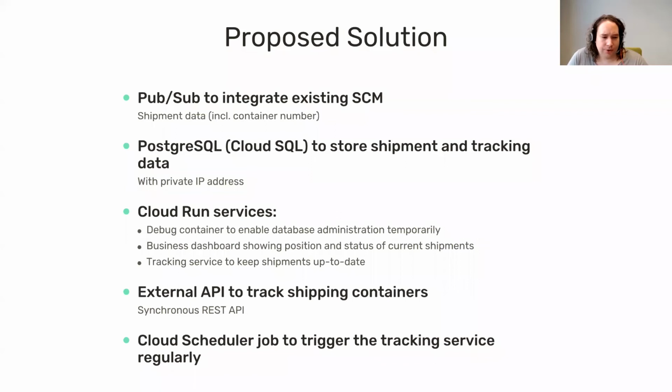And I assumed that this is a synchronous API, so you always have to request to get the current position and current estimated time of arrival. That's why I want to use some kind of cron job to keep this up to date, maybe every 12 hours or every 4 hours, depending on how critical it is to the business. I want to update the relevant shipments.